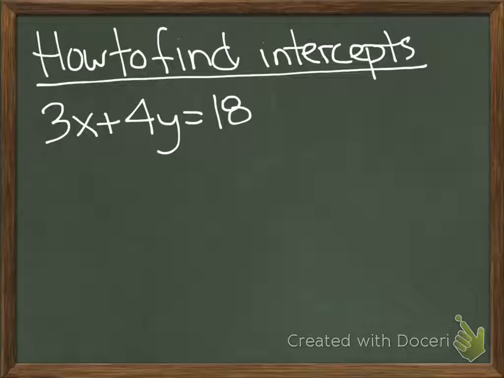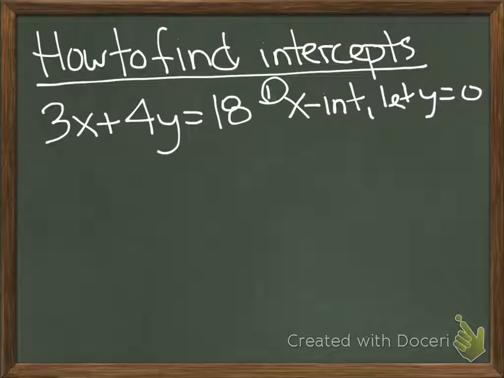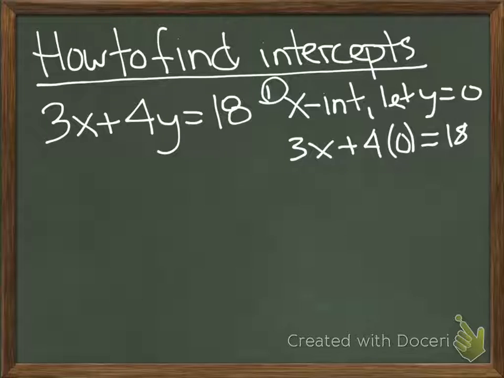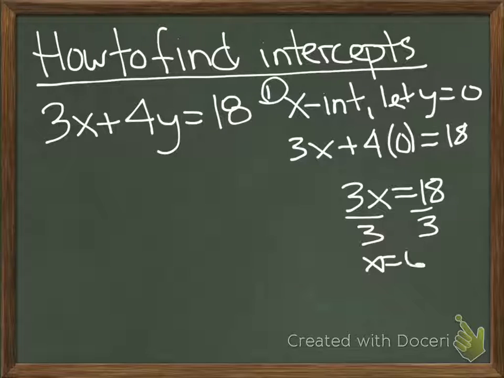So, if I want the x-intercept, I have to let y equal 0. So, 3x, put 0 in for y. Ladies and gentlemen, what's 4 times 0? What's 0 plus 3x? Solve for x. So I have my x-intercept at 6, 0.